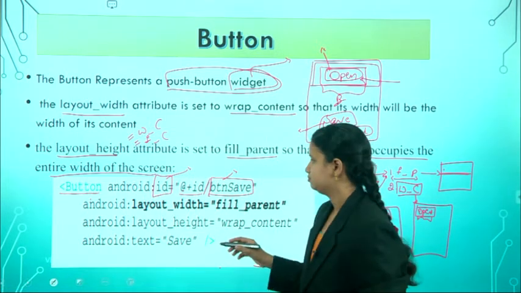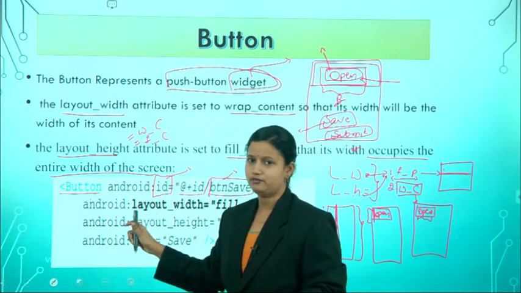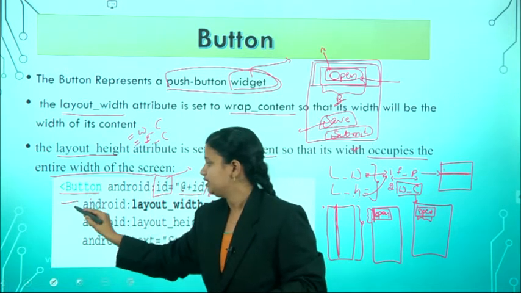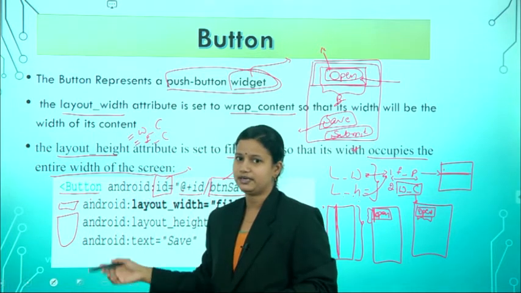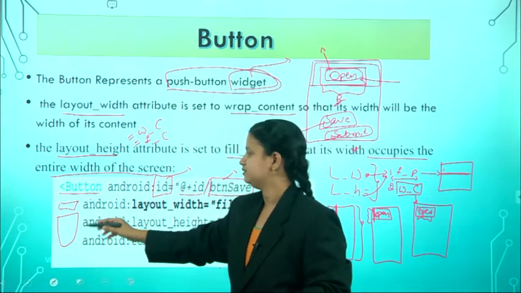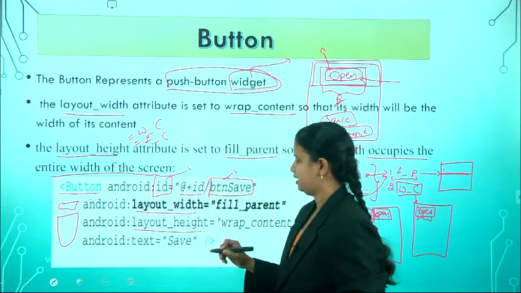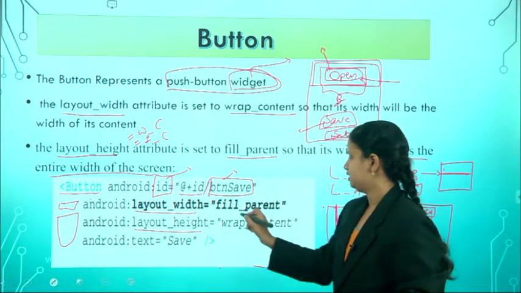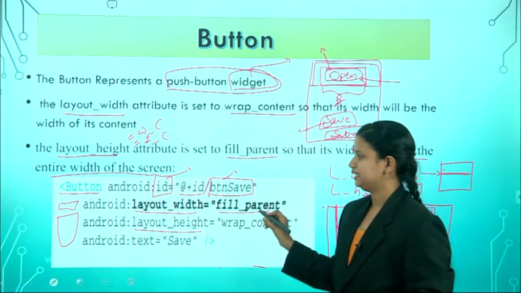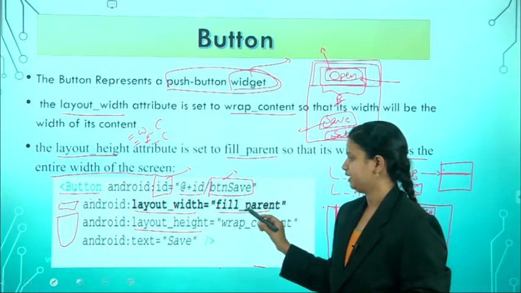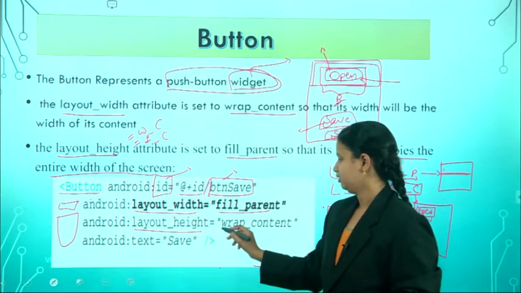The next thing is, the button is identified uniquely by using the ID property. But what is the button size? The button will be displayed small or large. How do we specify the button size? The button size is specified using two things, layout width and layout height. As we already discussed, the width is fill parent, that means whatever the user interface design is, it will occupy the entire width. And the height is wrap content.